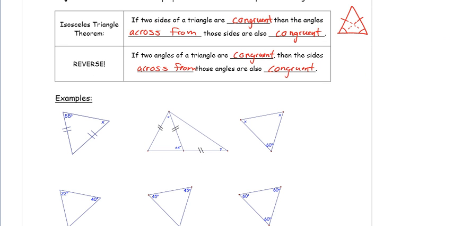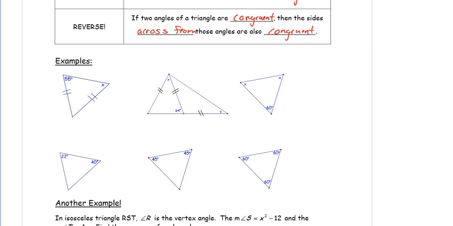So let's put this to the test. Okay, let's see what we get here. Pretty easy idea. The two sides are congruent. So the two angles across from it are congruent, so x has to be 55 degrees. Okay, not too difficult.